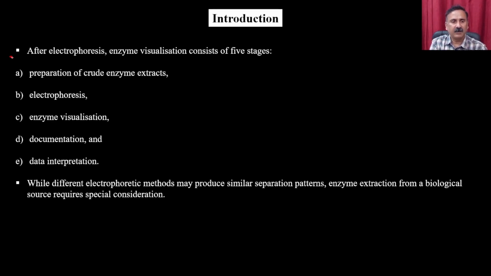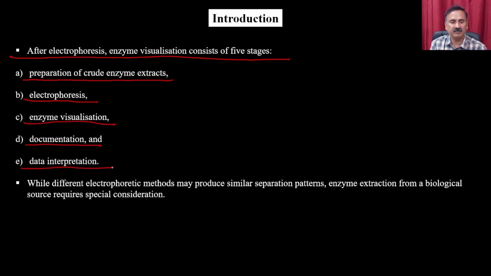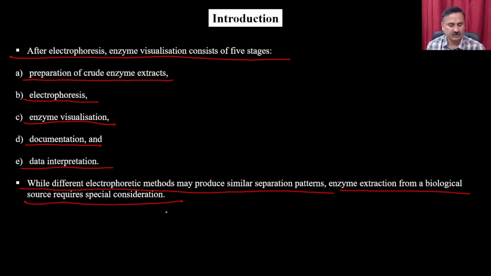So, enzyme assays after electrophoresis. After electrophoresis, enzyme visualization consists of 5 stages. Stage 1, preparation of crude enzyme extracts. Then you require the electrophoresis. Then you have the enzyme visualization, documentation, and data interpretation. While different electrophoretic methods may produce similar separation patterns, the enzyme extraction from a biological source requires special considerations. So let's discuss the first step.